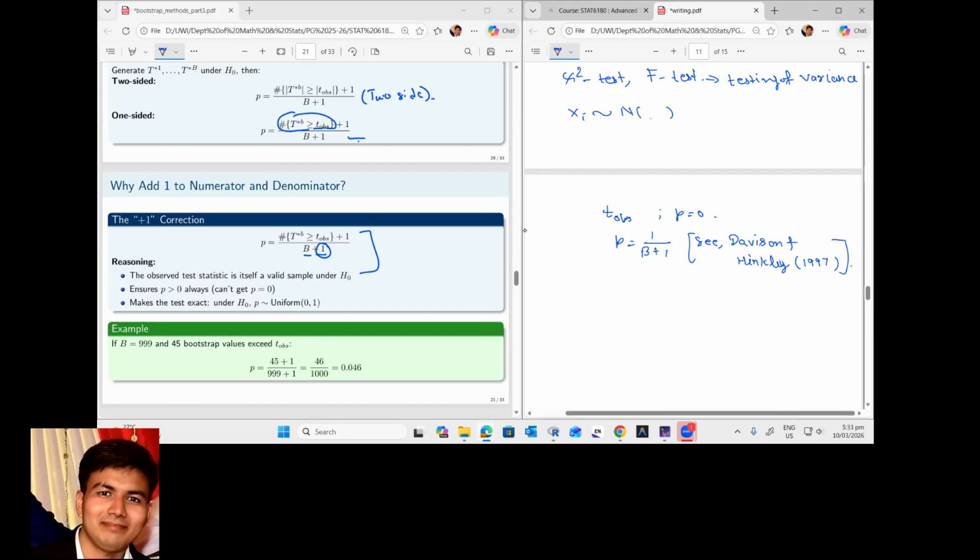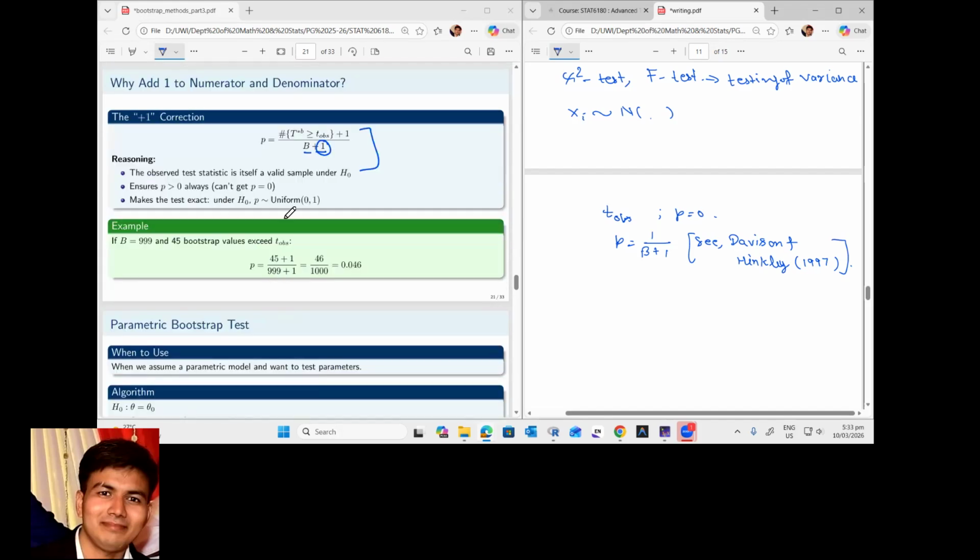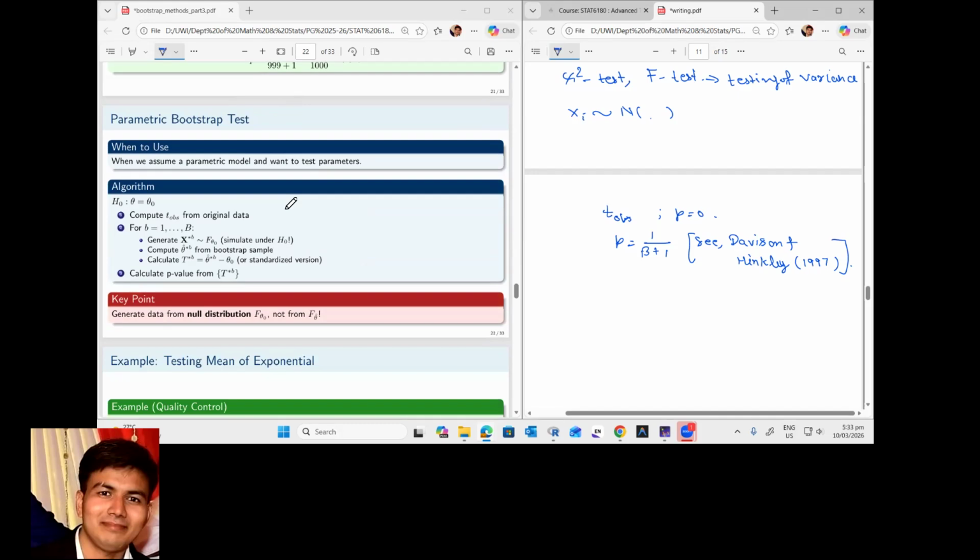So how do we use the parametric bootstrap test after calculating this p-value? When we assume a parametric model and want to test the parameters, when we are willing to assume that the data comes from a specific parametric family f theta, for example normal, exponential, or Poisson, we can simulate directly from the null distribution f theta naught.